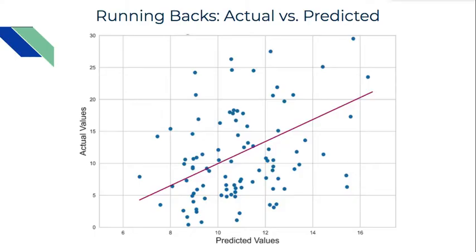So when I initially plotted everything, and this is strictly just for running backs, we want all those dots closer to the line. As you can see, they're a little scattered. On the x-axis, they're a little more clustered between the 6 and 16, but on the y-axis, they're all over the place. This is the actual versus predicted for my running back. So it's essentially showing you how well the model did. I would say this is okay, and obviously there's much room for improvement.